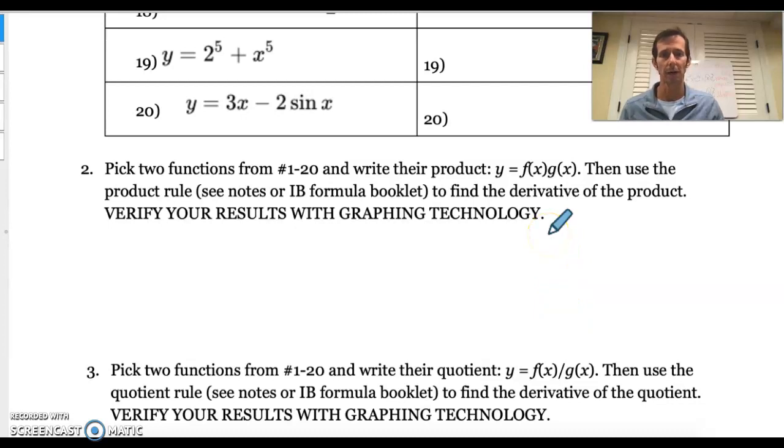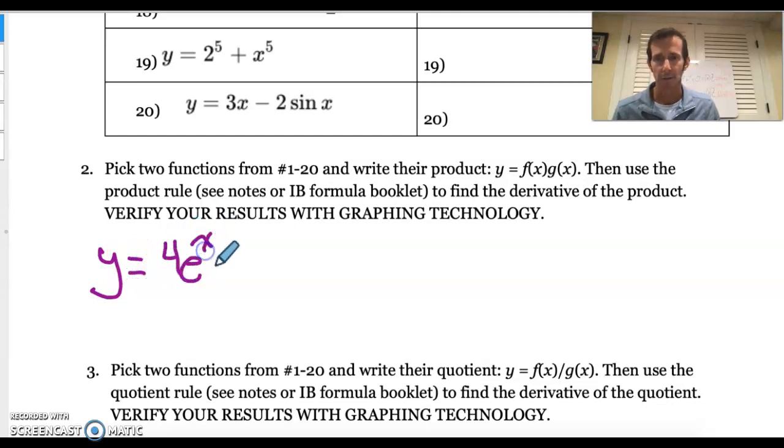So I'm going to let you do that, but I'm going to create my function. I'm just going to pick two. I'm going to make my life nice and easy. So I'm going to go 4e to the x times sine x. All right. So there's my two functions. This is my f times g.